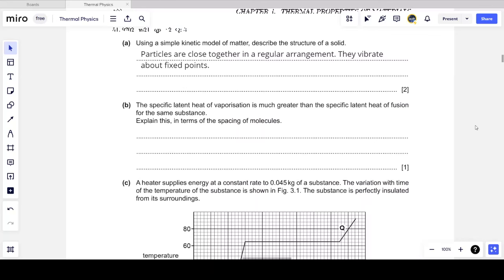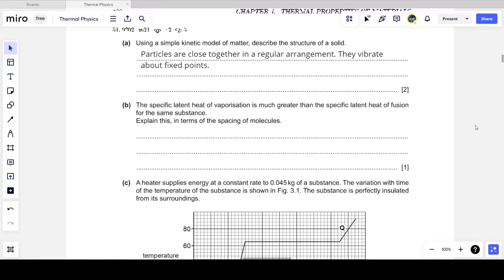Part B says the specific latent heat of vaporization is much greater than the specific latent heat of fusion for the same substance. Explain this in terms of the spacing of molecules. So this question is a lot more tricky. Why is it that for every substance, the latent heat of vaporization is always greater than the latent heat of fusion? Remember what the latent heat of vaporization is. It is the amount of energy per unit mass that is required to change the state from a liquid to a gas, without changing in temperature, of course.